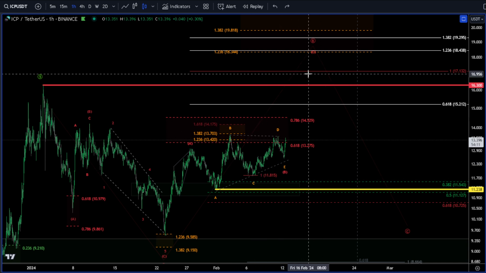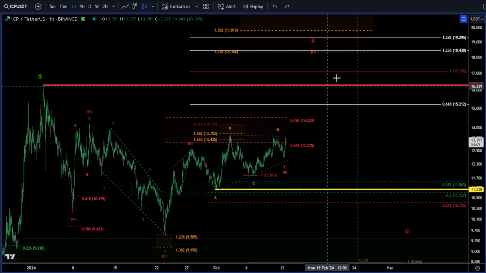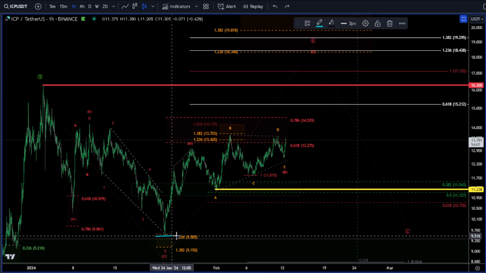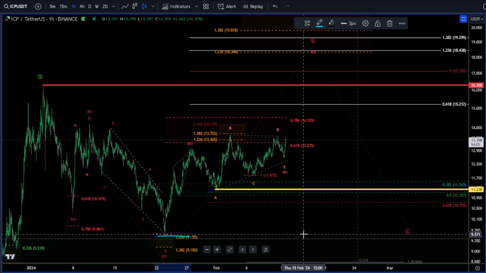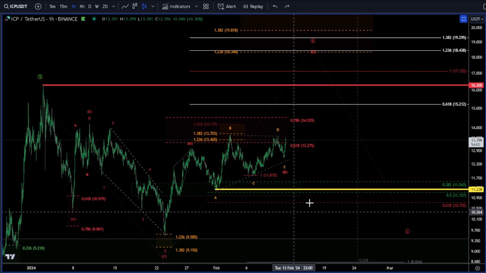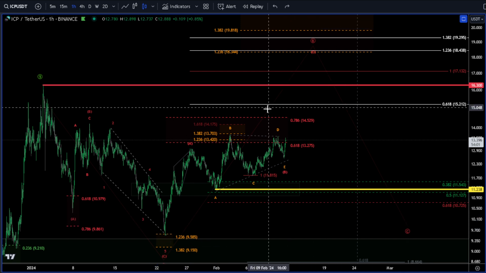Just looking for that 1-to-1 extension. If we get that, again, we make that running flat. So in the future, when we enter our larger long, stop can go at this A wave, which is really nice. All right, guys, that's it for ICP.